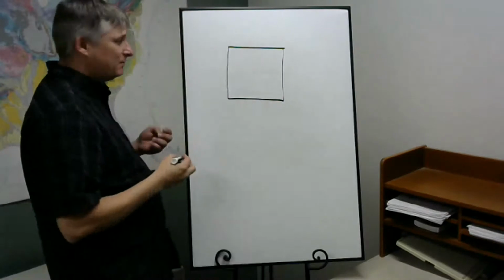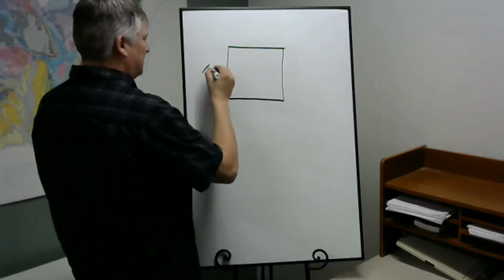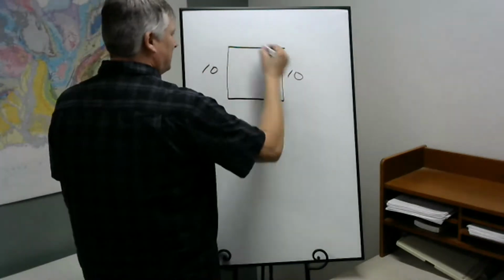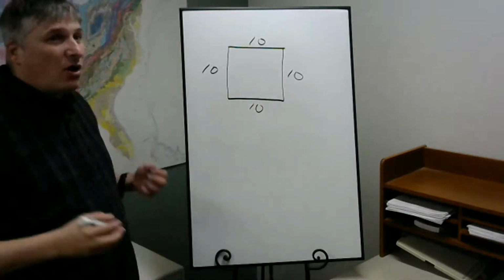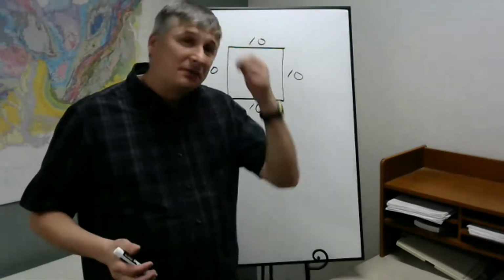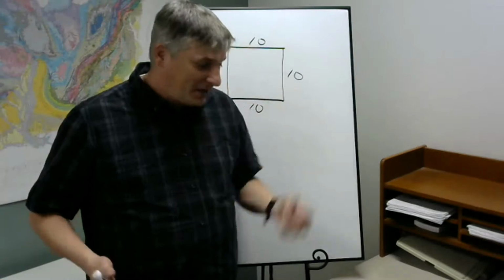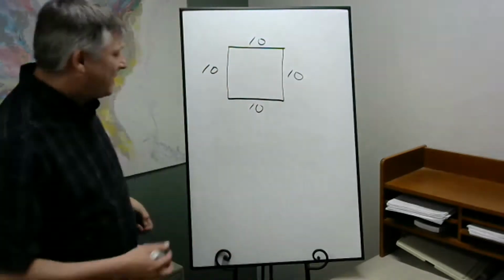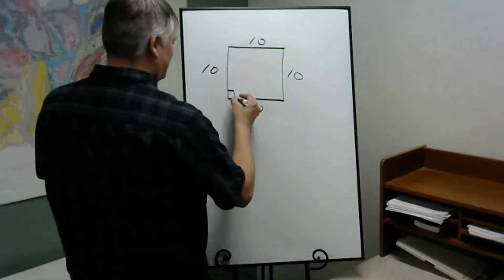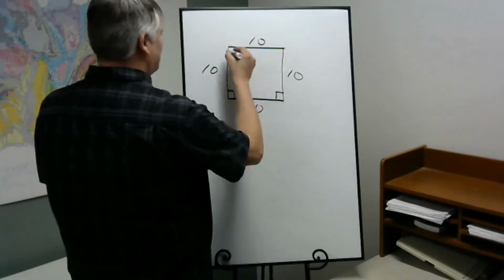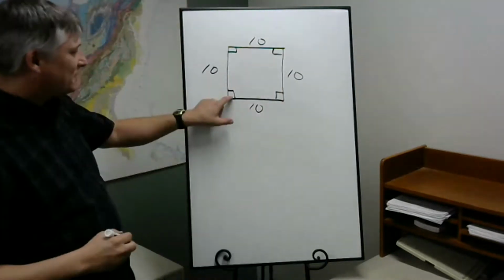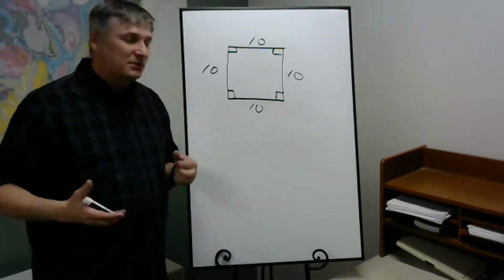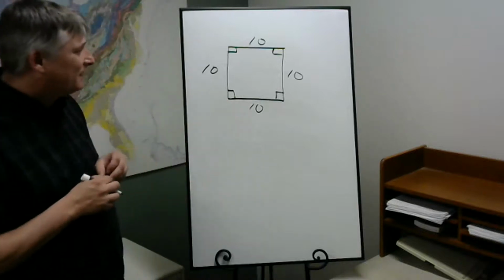all the sides are the same. So this could be, say, 10 feet, 10 feet, 10 feet, 10 feet. Also, all the angles on the inside, in this case, are the same. So you have 90 degrees, 90 degrees, 90 degrees, 90 degrees. And again, we're using that symbol from before that tells us we have 90 degrees.